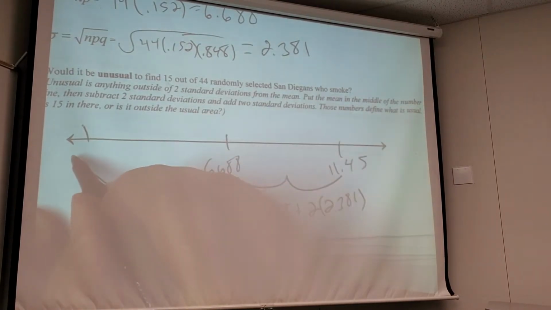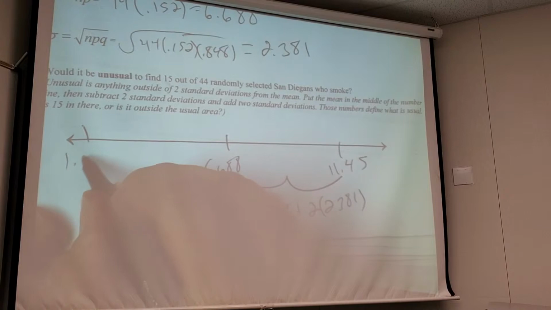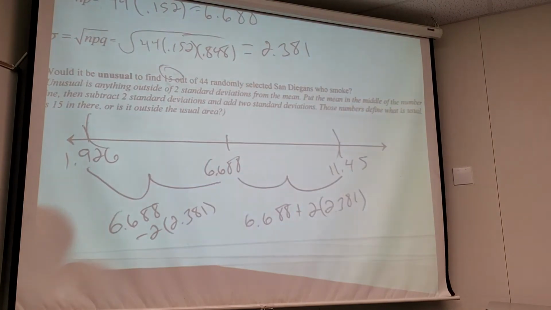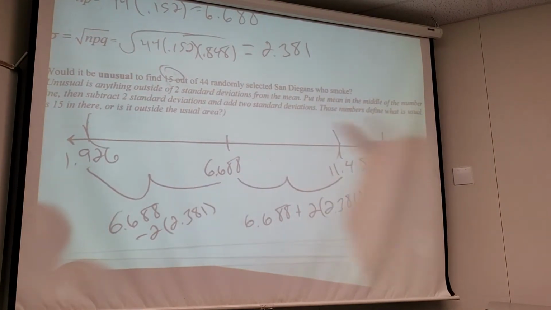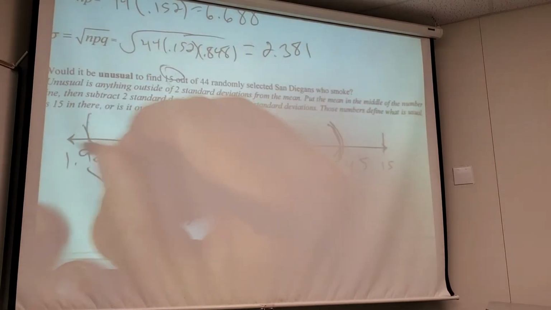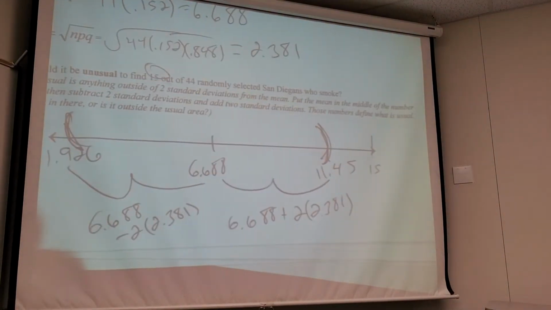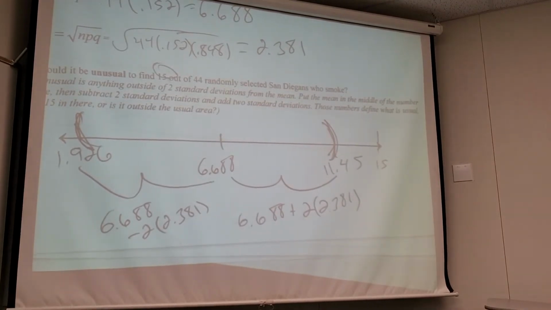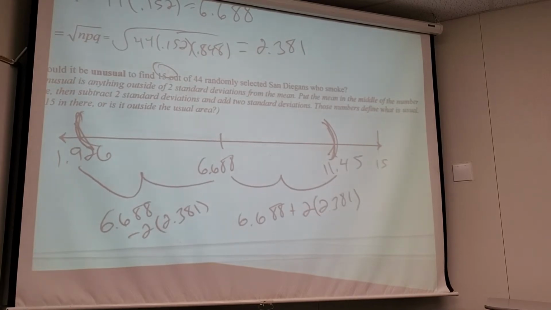What's this one? 1.926. So would it be unusual to get 15? Because that's way more than I expect. This is the maximum usual, and this is the minimum usual. So if I got 15 out of 44 randomly selected San Diegans who smoke, I've got to stop and say to myself, where am I? Am I in a different area where more people smoke?